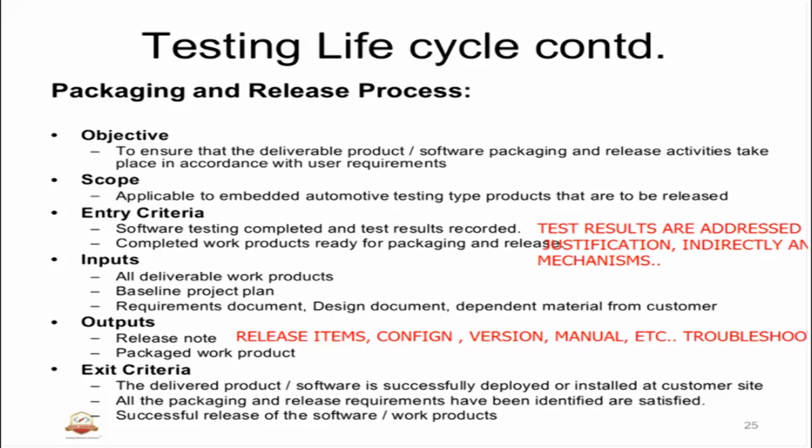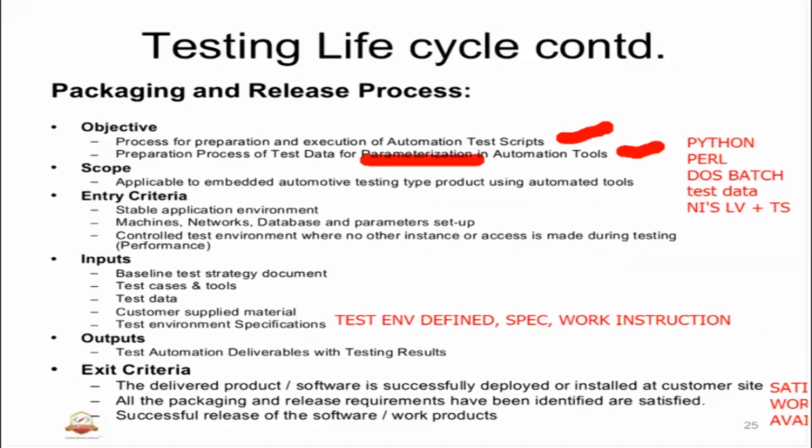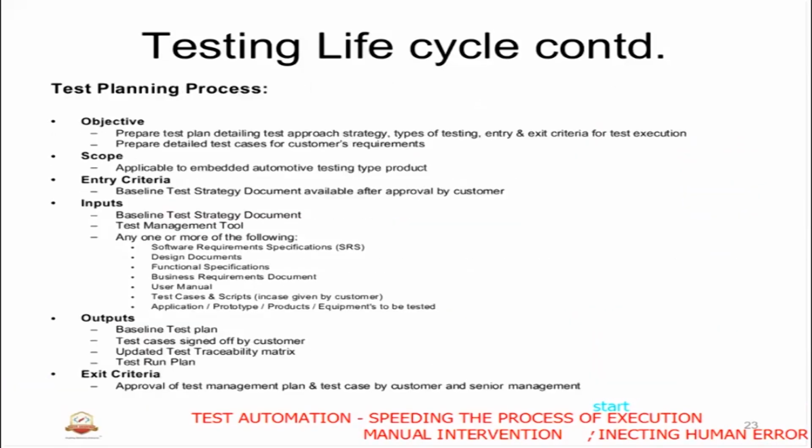All the packaging and release requirements have been identified or satisfied. Successful release of software products means all the items that are required as per the requirement should be available at customer side satisfactorily and should be running all the time. That is what we will end up with in the packaging and release process. So that is about the fourth process.